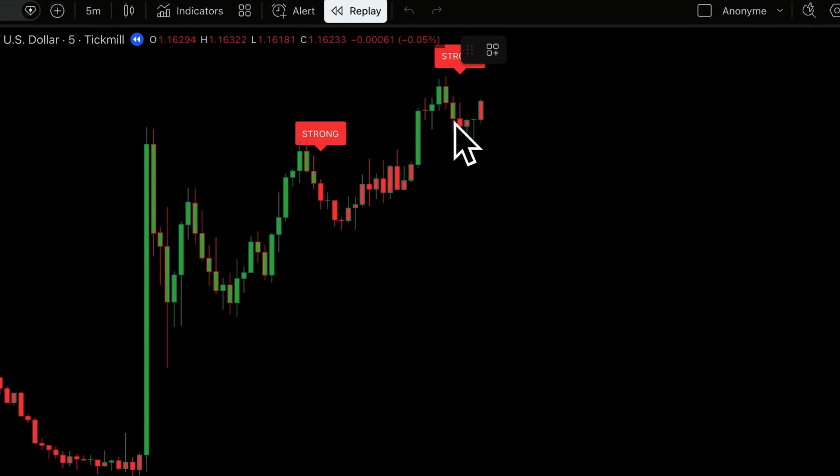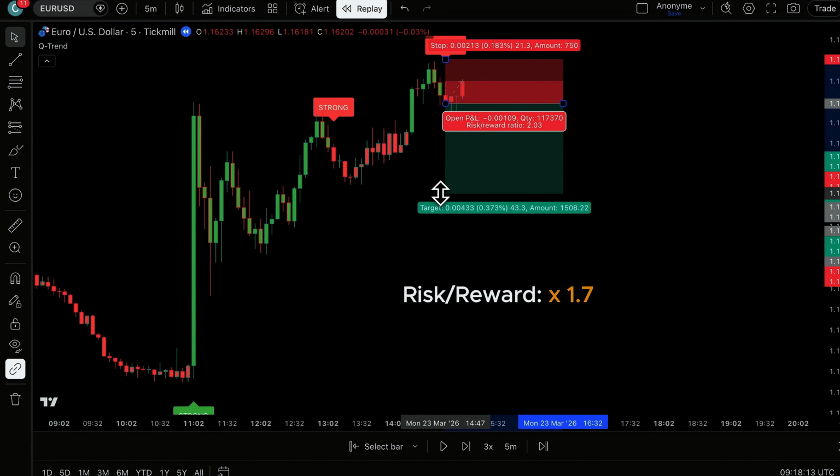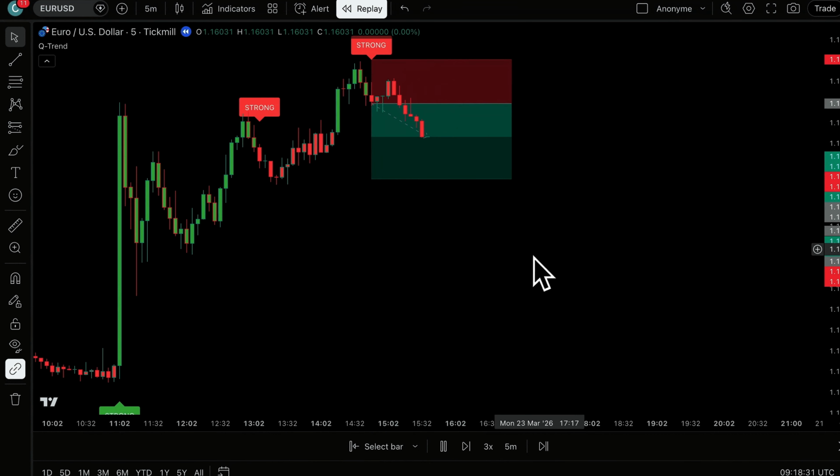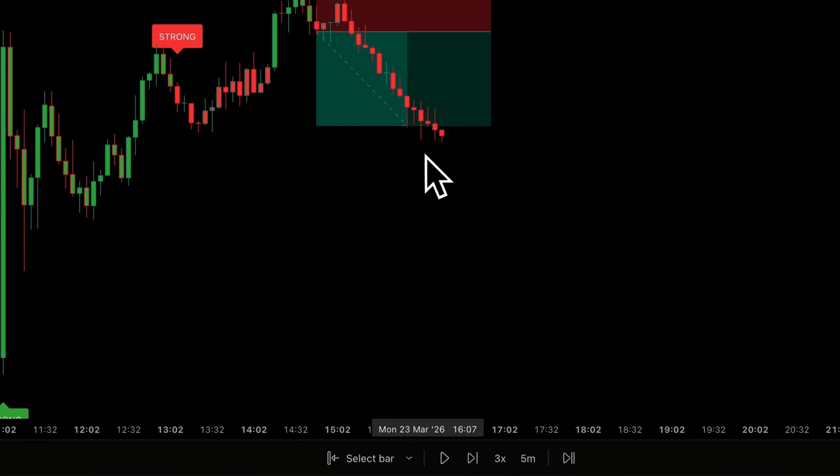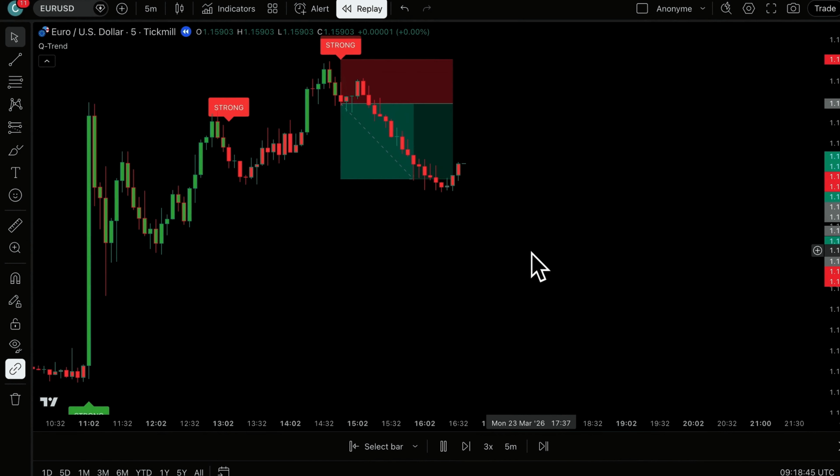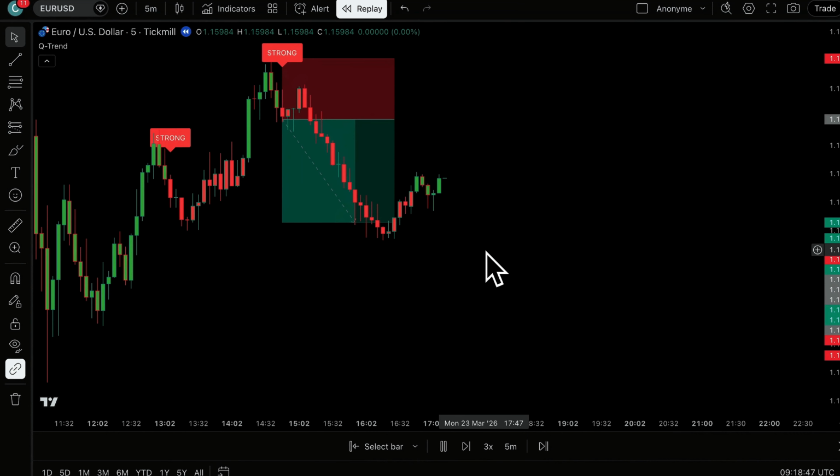We set the stop loss above the previous high and look for a risk-reward ratio of 1.7. Then we stay patient until the market hits either the target or the stop loss. We can see together that the market has just reached the target. And I'll let the candlesticks run until the indicator's next signal.